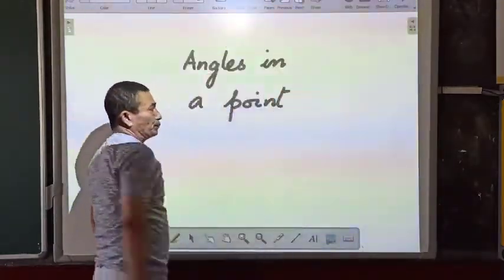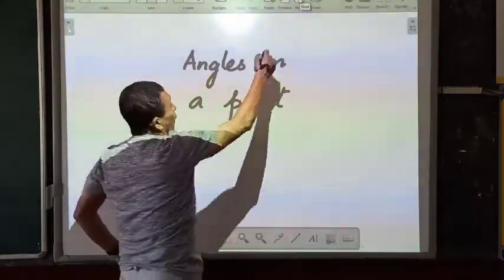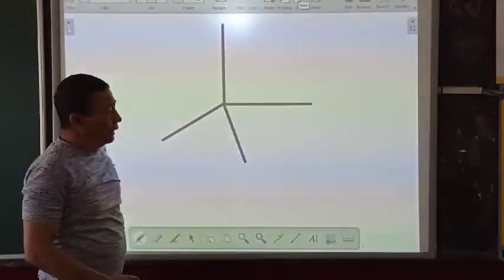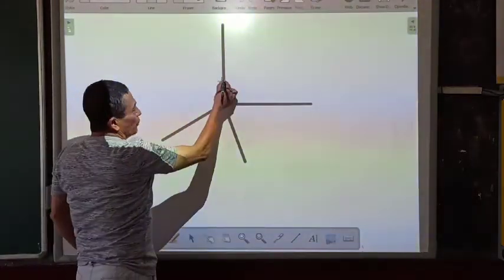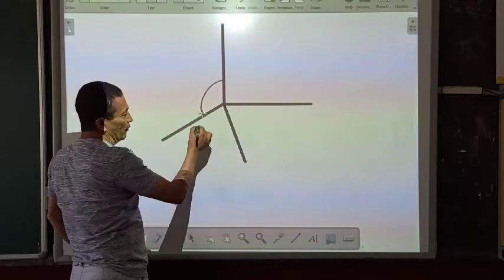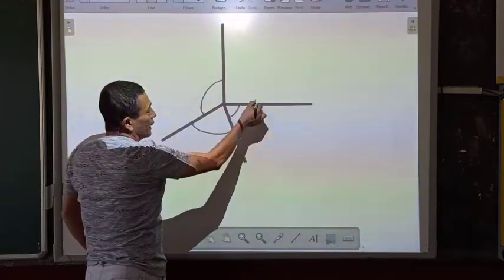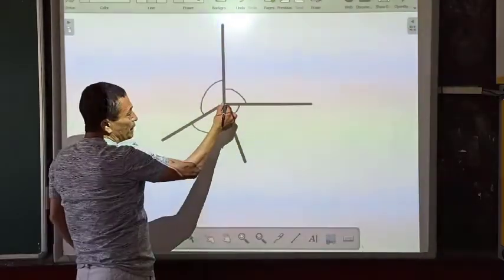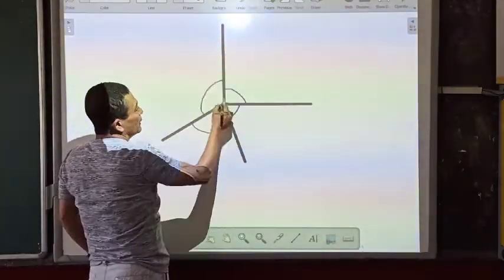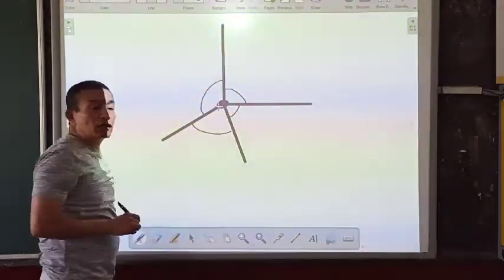Next one, angles at a point. Now what happens here? If you look at this very carefully, many angles are formed. You can say that this is one angle formed, another angle is formed here, a third one here, and the fourth one is formed here. But all of them are starting from this point here. I'm marking it dark so that you can see.